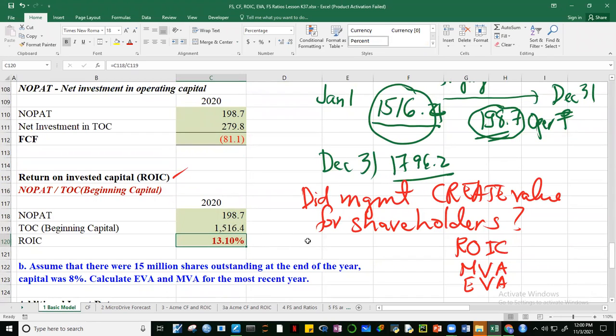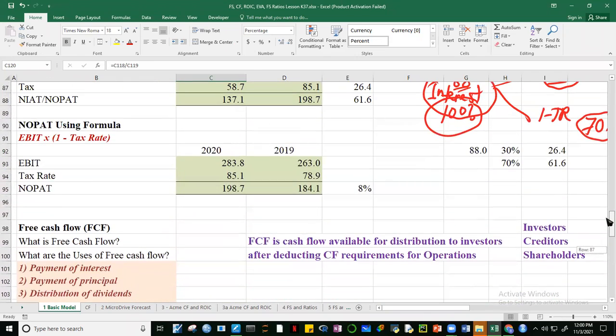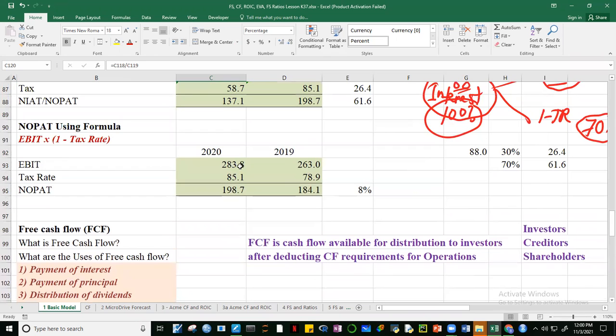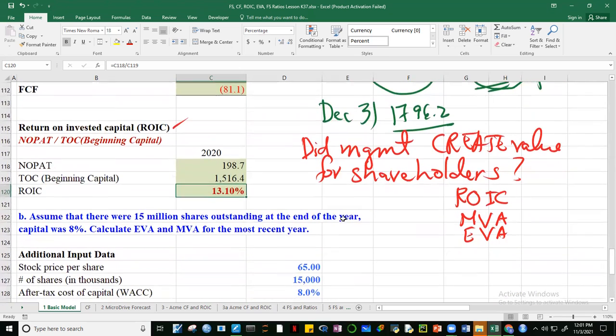A negative ROIC means that the company did not perform well, because it's coming from a negative NOPAT. And we know that a negative NOPAT is bad because, based on the computation of NOPAT, it can only mean that the operating profit was negative. So when we subtract tax from that, all the more it became negative. So ROIC negative, that's possible.